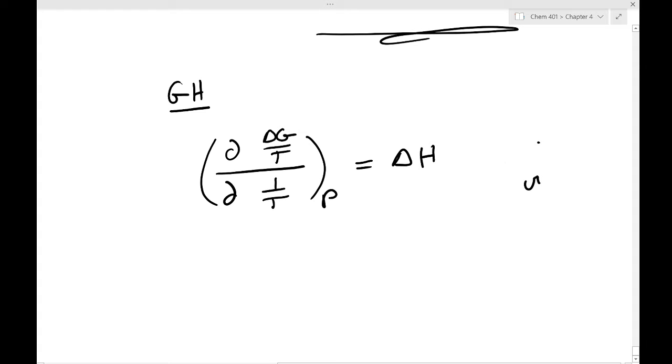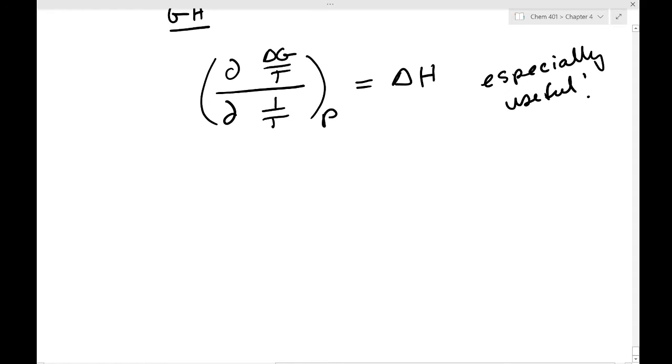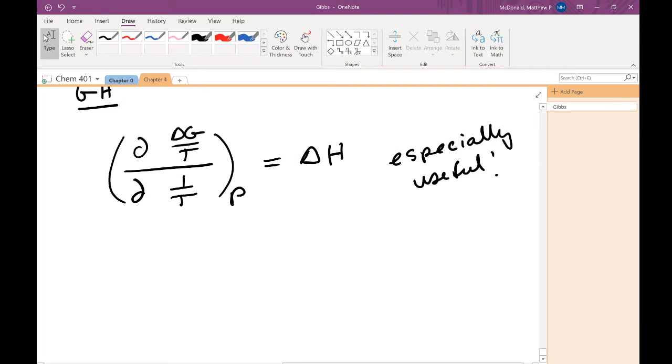Wow, this is really bad. I'm just going to write it out. Okay, it turns out that it is especially useful if we think about this in terms of graphs.